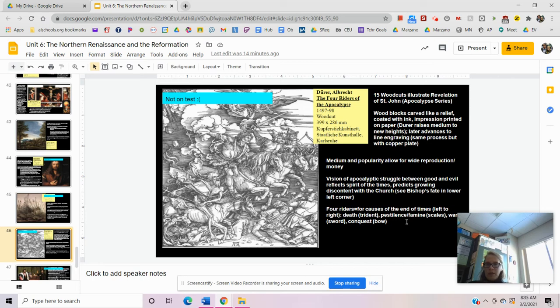Durer also was into woodcuts. This one's maybe a little surprising for you, but if you look at the date, maybe it makes sense. 1497, pre-Reformation. Here he is creating a woodcut, which is made from wood blocks, carved like a relief, coated with ink, almost like a stamp. You make the stamp, early type of stamp. And here we have the four riders of the apocalypse. A vision of the struggle between good and evil that comes at the end times. And so, again, for Durer, maybe surprising, but this is pre-Reformation, before Luther made his points known.